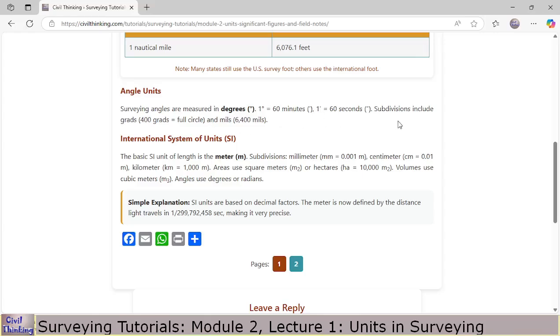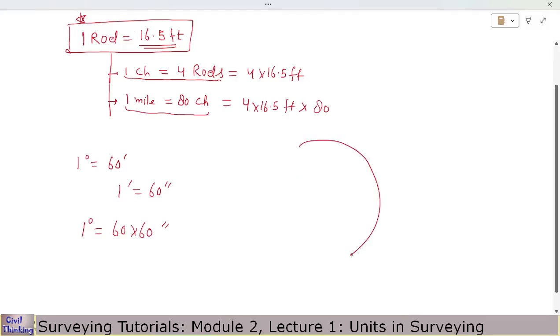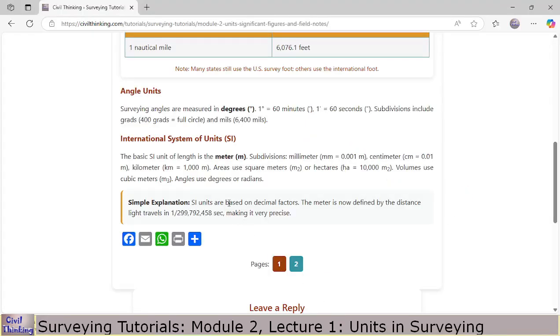We also include subdivisions that we call grades. So 400 grades is a full circle, a complete circle, okay? We also denote it with mils. One full circle is also 6,400 mils, okay?